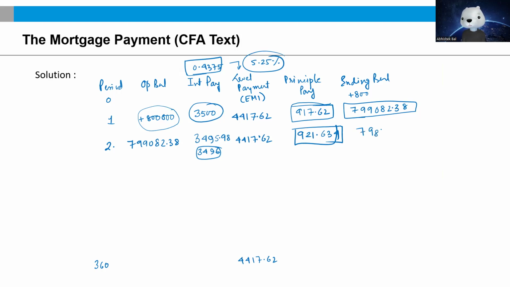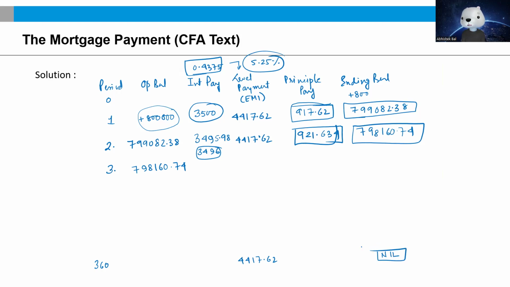798,160.74. This is going to be the ending balance after the second month, which of course is going to serve as the opening balance for the month number 3. And this process will go on till the 360th month, assuming that there is no default. The ending balance at the end of the 360th period is going to be obviously 0.